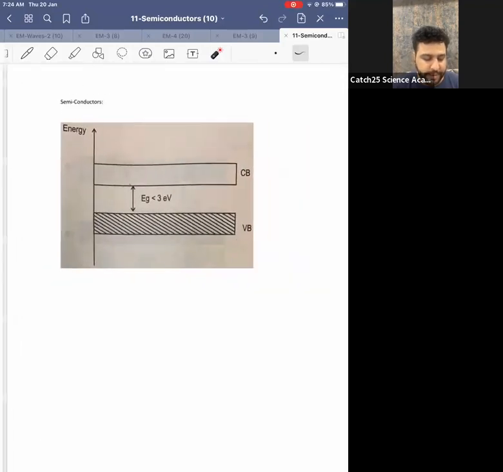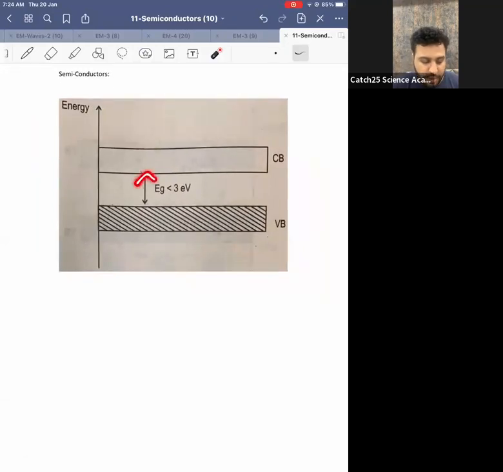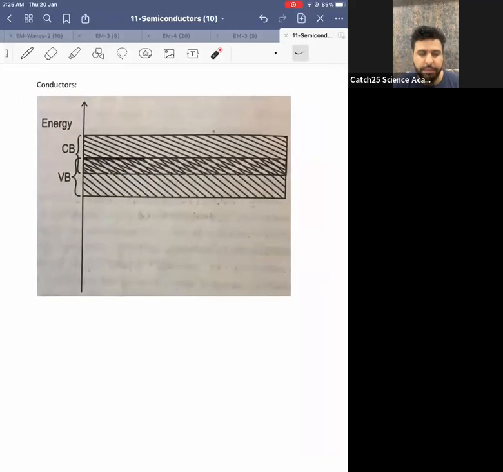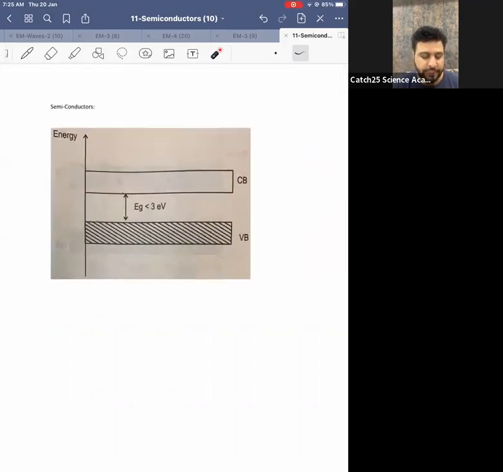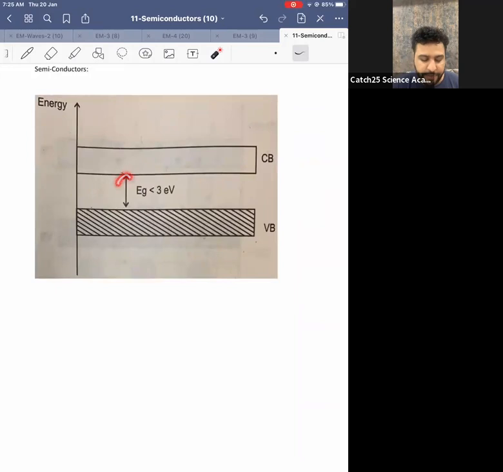But if you look at semiconductors, there is a small gap between valence band and conduction band. So only few electrons can jump. And if only few electrons can jump, can I say electricity is only partially conducted? Over here, can I say all the electrons can travel from valence band to conduction band? Therefore, complete electricity is possible. In semiconductors, since there is a gap between valence band and conduction band, only few electrons can jump. Therefore, only partial electricity is possible.